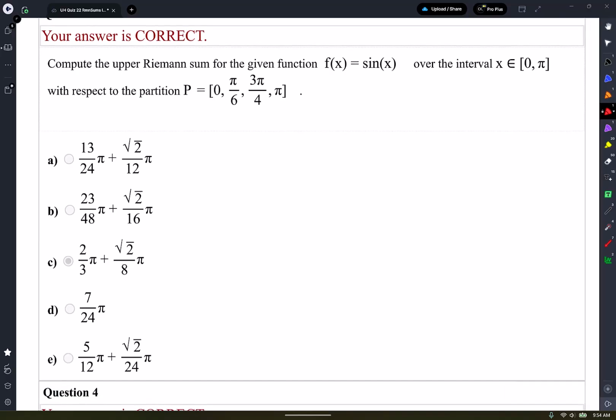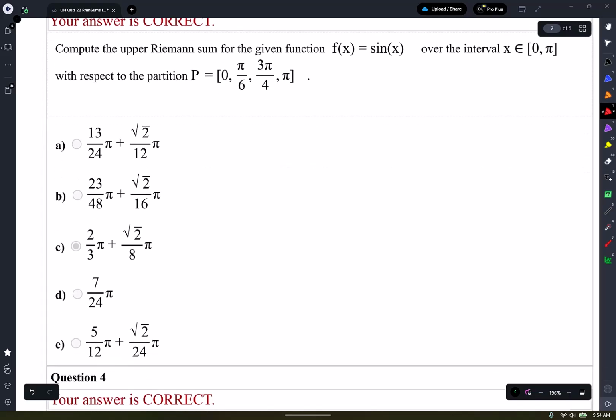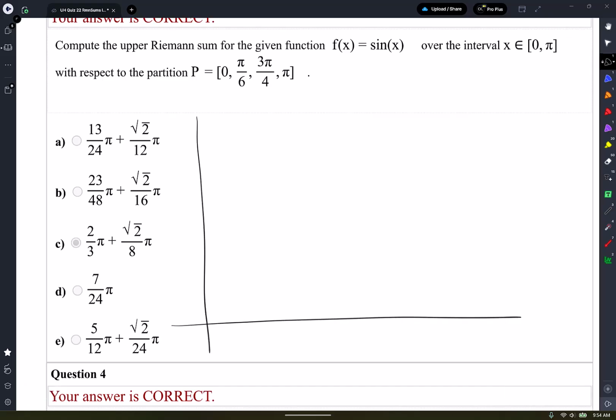All right. Here we go, guys. Compute the upper Riemann sum for the given function, sine x, so a little bit of pre-cal, not a lot, on the interval 0 to pi with respect to partition P. So you can see why you guys have to take pre-cal. Did we all take pre-cal? No. What? We can take pre-cal? Guys, I was a pre-cal teacher. Don't make me cry.